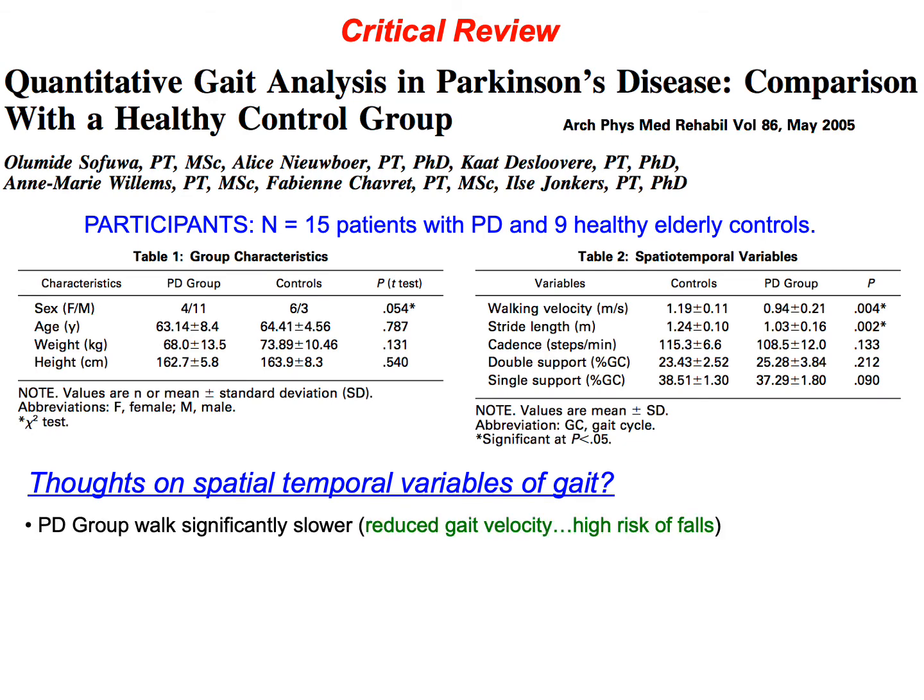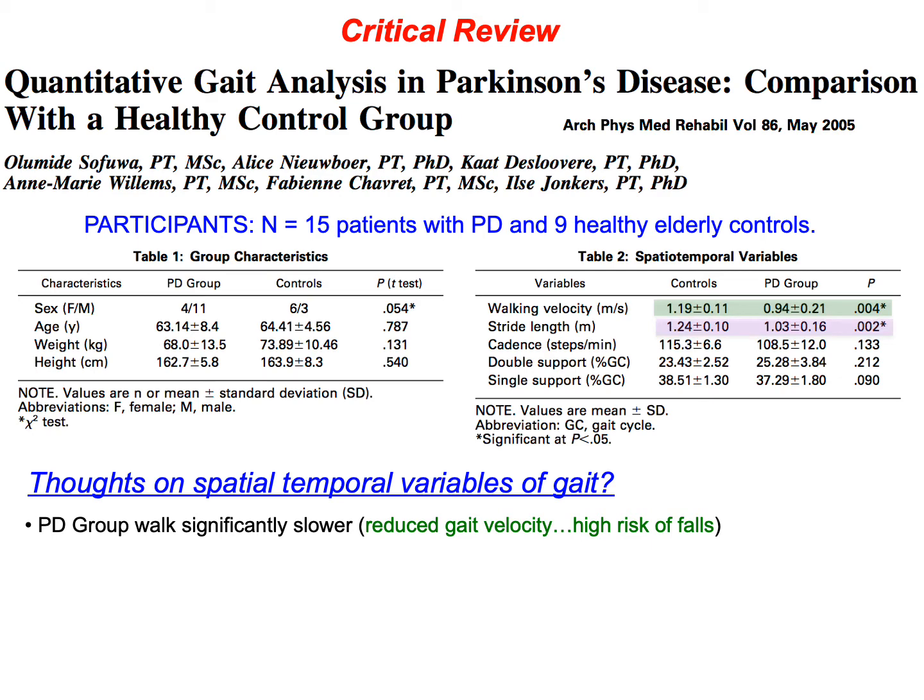Okay, so first off, when I look at this, it's pretty clear to me that the walking velocity between the control group and the PD group was significantly different statistically. It's like 1.2 compared to 1.94. So they walk significantly slower than their healthy control group. And because this is such a reduction in gait velocity, it's within that range of a high risk of falls. So that's, I think, one of the first things that's apparent.